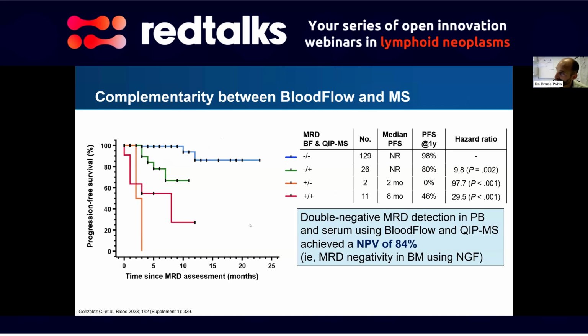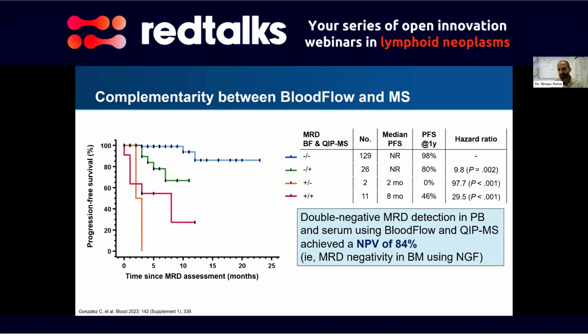Can we improve it? Yes. I mean, we cannot improve, at least not right now, the sensitivity of flow cytometry beyond 10 to the minus 7, but we can continue improving by adding more minimally invasive methods. And one candidate is mass spectrometry.